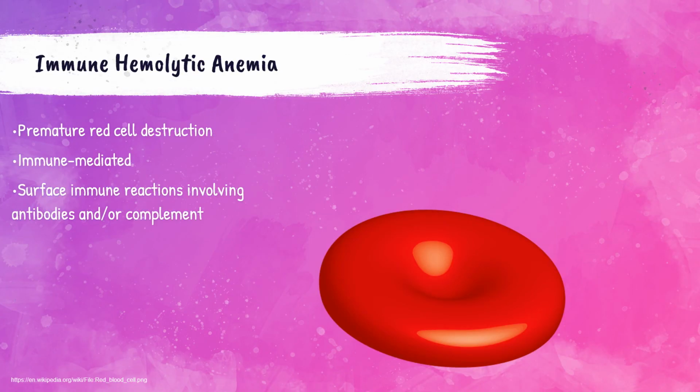So we've been talking a lot about hemolytic anemia. This is when the red blood cells are prematurely lysing, causing a decreased red blood cell count and hemoglobin level. In immune hemolytic anemias, the lysing of the red blood cells is caused by an immune-mediated process. So an immune-mediated process, what the heck does that mean?